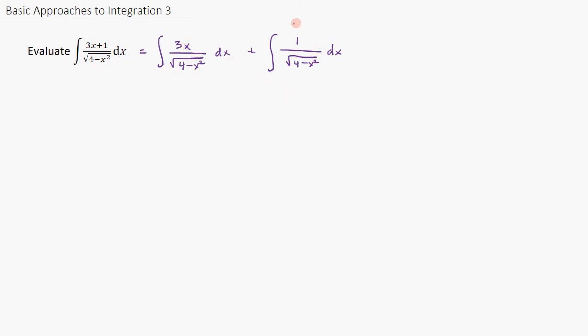Okay, so we see here the second integral has a simple antiderivative. When you have an integral of the form 1 over the square root of some constant minus x squared, then the antiderivative is the inverse sine. So the antiderivative of this is just the inverse sine of x over a, where a is the square root of this number here. The square root of 4 is 2.